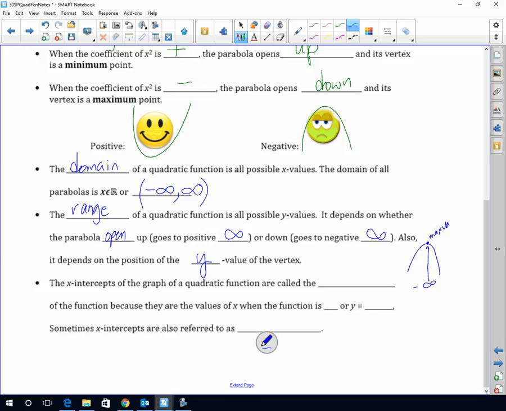But the domain is everything, right? Even though the parabola looks like it's not getting too far to the right, it actually is. If we could draw a parabola big enough, you would see it's going on and on and on.